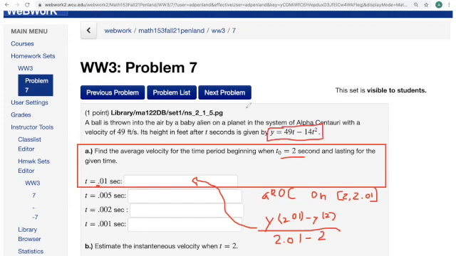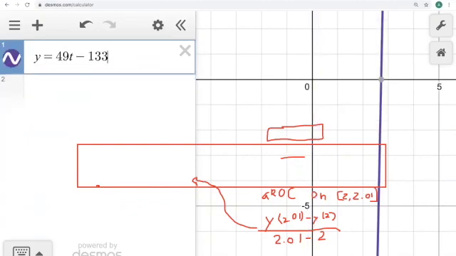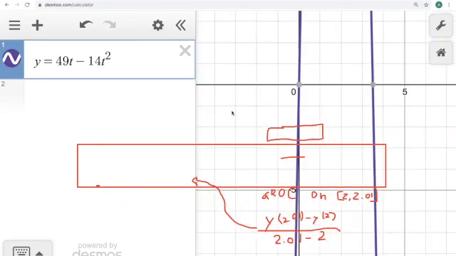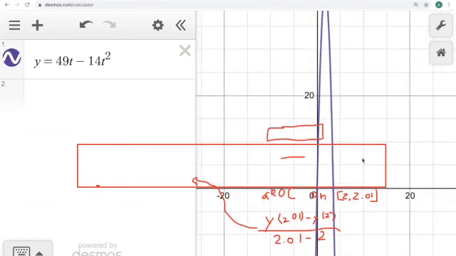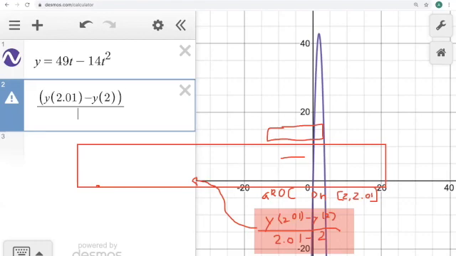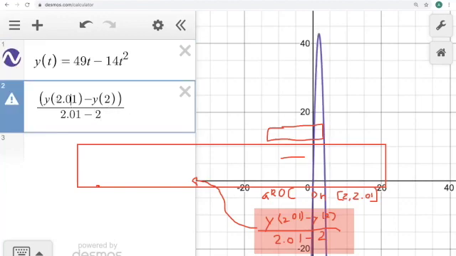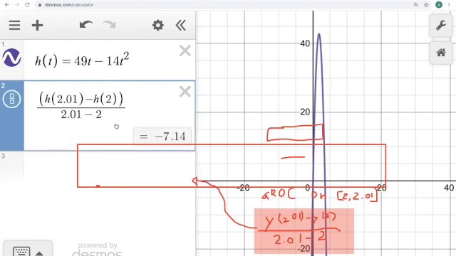We can do these calculations now. Let's go ahead and enter y equals 49t minus 14t squared. Let's zoom out a little bit, and we can see the nice parabola shape. The calculation I want to do is boxed down here: y of 2.01 minus y of 2, divided by 2.01 minus 2. I might need to tell it that this is y of t so that it can calculate that. What is it not understanding? This won't bother it. There we go.